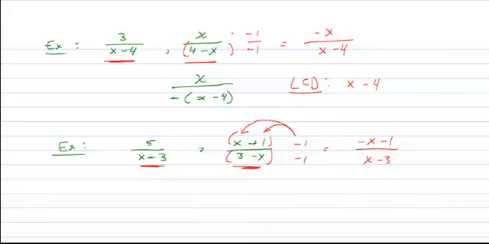And really, what are we doing? We're changing all the signs of every term in the numerator. Now my LCD, when we compare this expression with this expression, is just x minus 3.